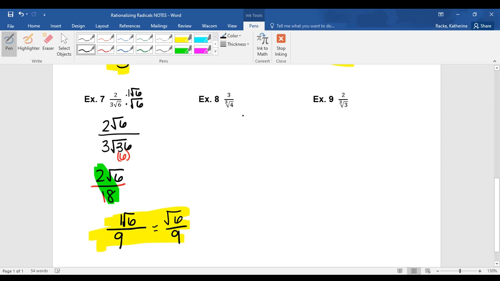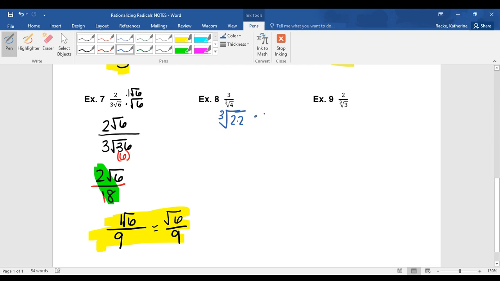All right, example 8. Now I have 3 over the cube root of 4. So what I'm going to do is break down my 4. I'm breaking it down to 2 and 2 like I just did with the factor tree. I'm just leaving it written underneath the radical. I need to find something to multiply by these 2 numbers that will get me a cube root. So it's a cube root, so I need 3 numbers that are the same.